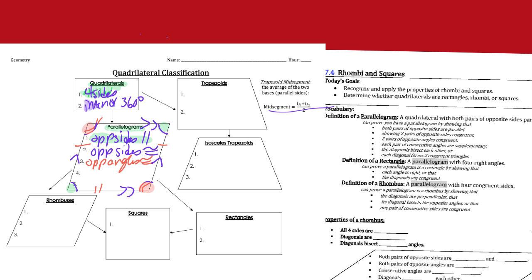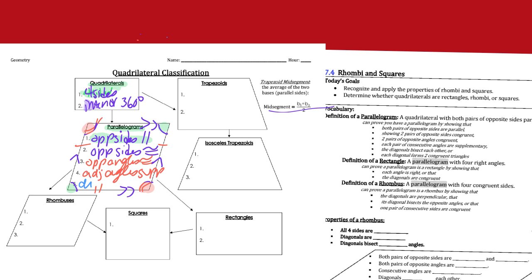And then adjacent angles are going to be supplementary. So adjacent angles are supplementary. So if you add up consecutive angles, they make 180 degrees. So opposite sides are parallel, opposite sides are congruent, opposite angles are congruent, adjacent angles are supplementary, and the last one would be that the diagonals bisect each other.